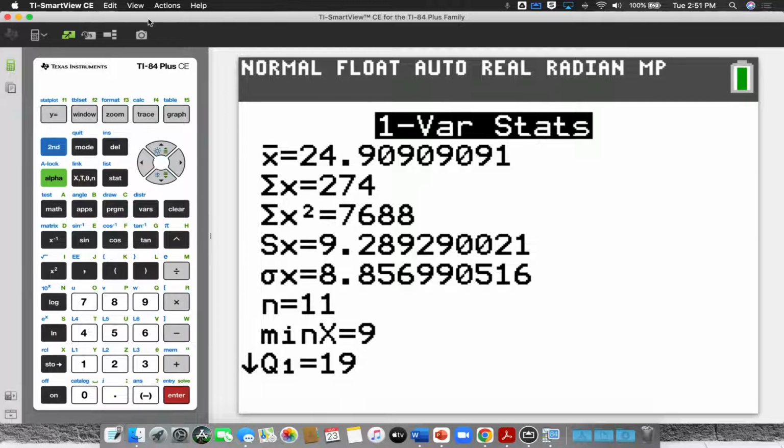Sometimes they'll ask you a question like that. They'll ask you, what happens if I took this number away? What happens if I added this number? What happens to the standard deviation? Okay. All right. So let's go back. Let's finish this.